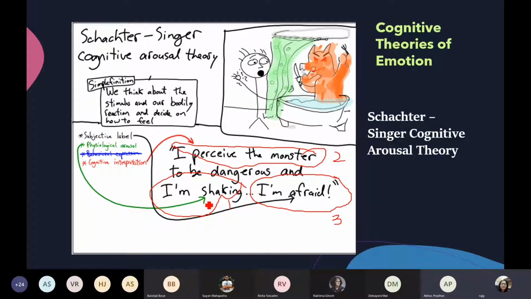But if there's an increased heartbeat and you are running because you're running a race, then you will not feel afraid. You will feel excited. So what we do is we constantly appraise and reappraise ourselves. We understand what situation this is, and then we feel sad or happy or whatever.